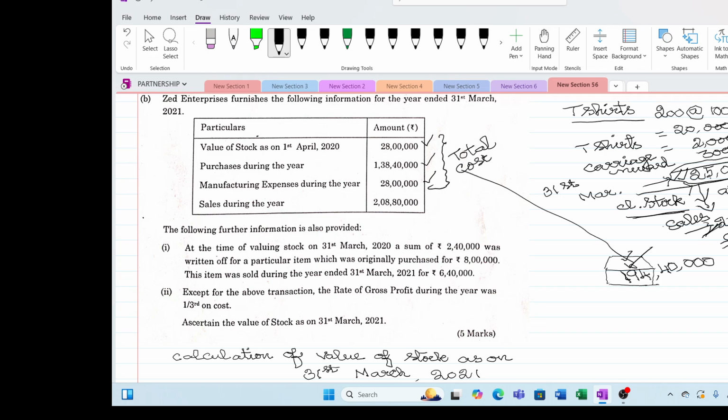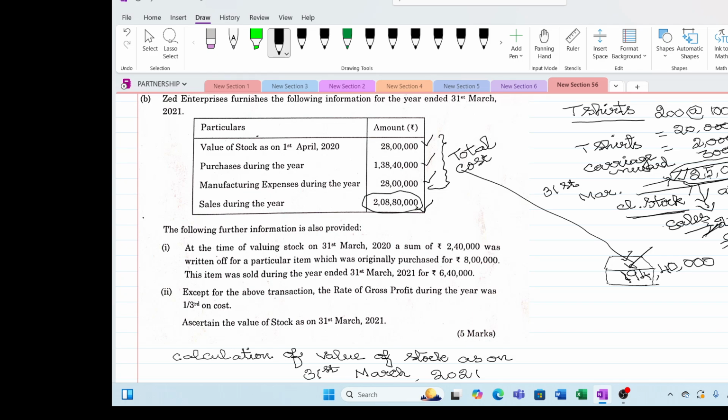But unfortunately, every time it may not be possible to sell all the goods. So, what were the goods sold? The value of goods sold is 208 lakhs 80,000. But this is a selling price. In the selling price, profit margin is inside this. If I have to remove the profit margin, then I will have the cost of the goods sold.